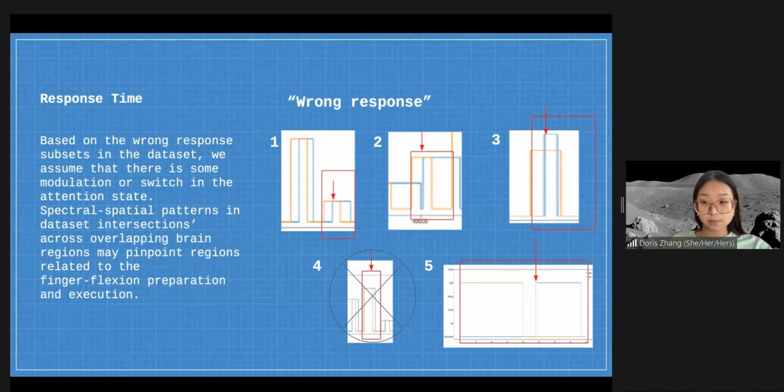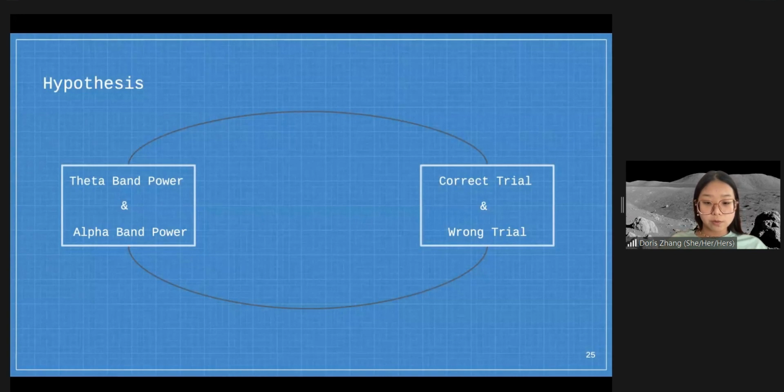Next slide, please. Yeah, so overall, we use the response time, alpha band, and theta band activity between the frontal and parietal areas as criteria for the correlation between the attentional level and the correct or wrong responses.